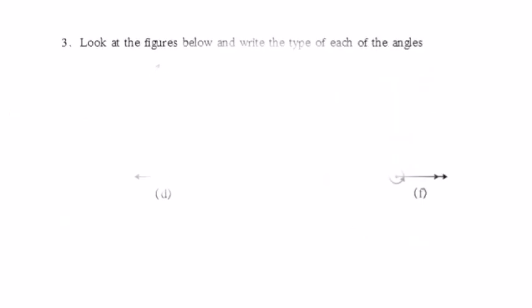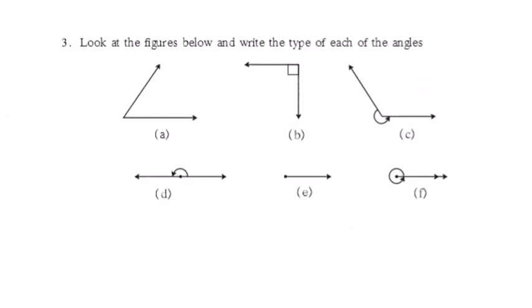Next question is, look at the figures below and write the type of each angle. So now by looking at the figure, we need to tell the names of the angle. Let's look at the first one. First one, you can see it is less than 90 degrees. So it is an acute angle. Second one is very simple. It is 90 degrees. So it is a right angle.